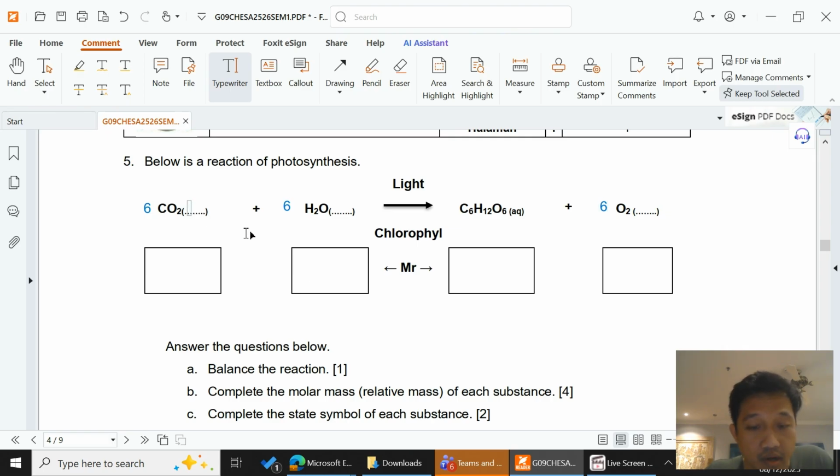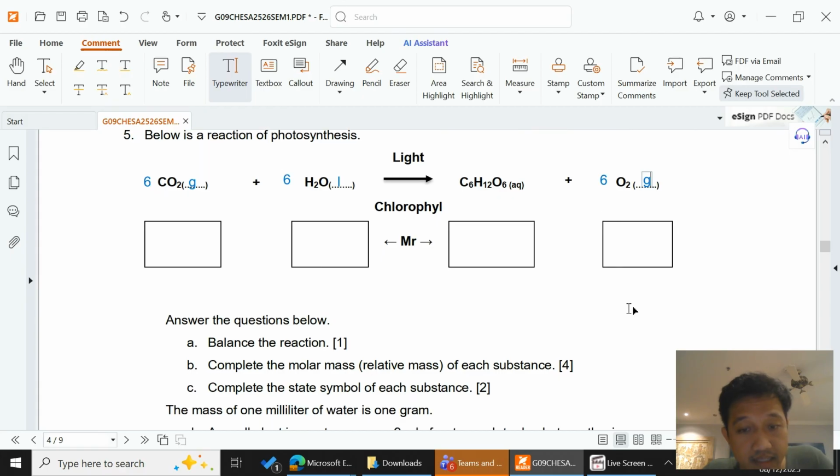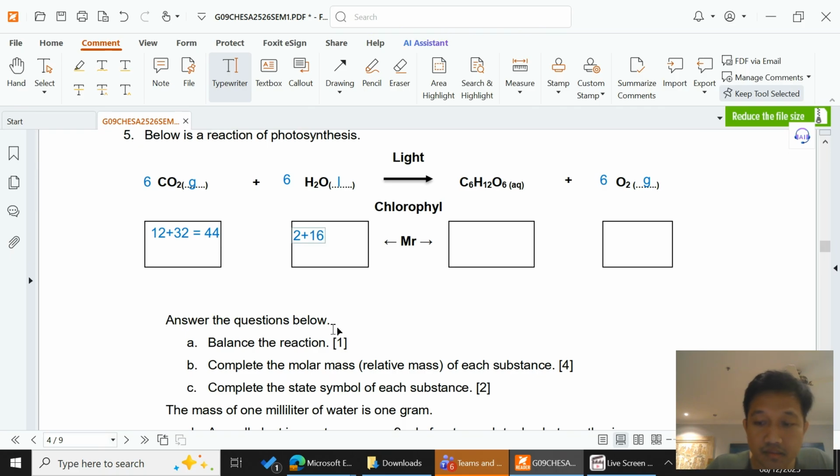The state symbols: CO2 is a gas, H2O is a liquid, and oxygen is a gas. That easy, guys. Next, complete with the relative mass. Remember, relative mass is only for the compound or elements, without the constant, so we do not multiply it with the constant. C is 12 plus 2 oxygen is 32, so the result is 44. What about H2O? We have 2H plus oxygen is 16, so it becomes 18.